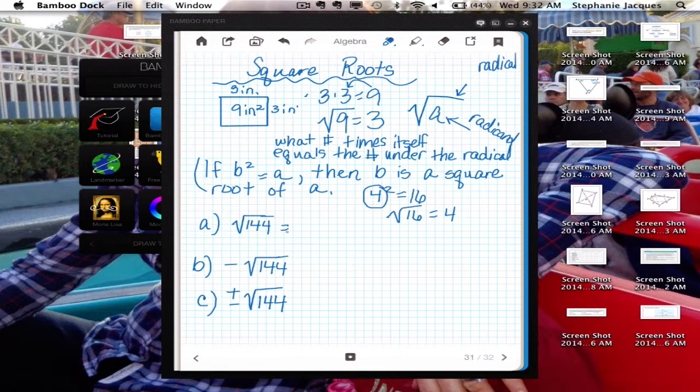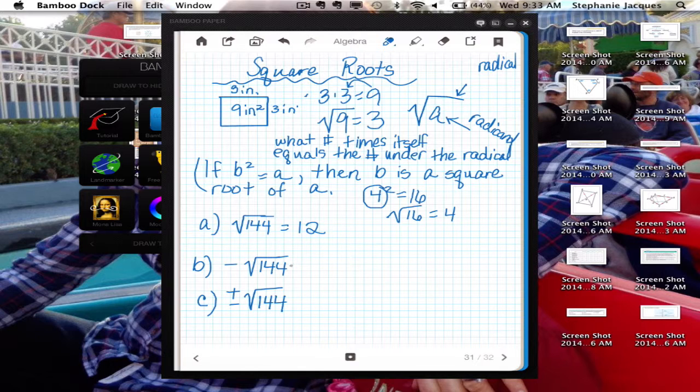So I have the square root of 144. I ask myself, what number times itself gives me 144? And the answer to that is 12. Actually, there's two answers because negative 12 times negative 12 also gives you 144. But let's look at that example on C.